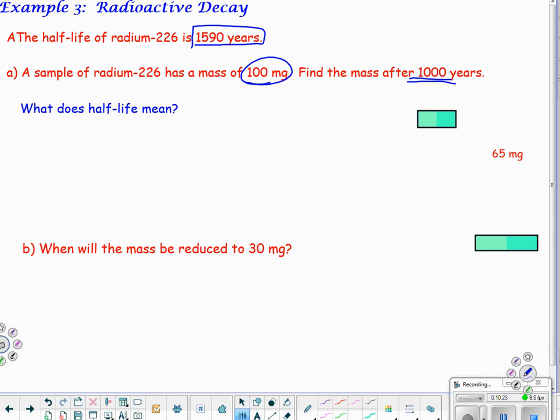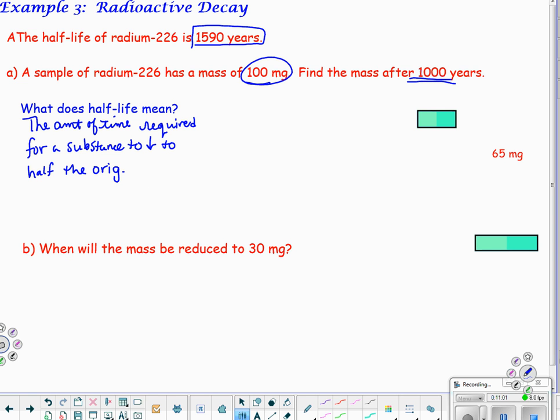So what does half-life mean? It gets you to the amount of time it takes to get to half the original amount. The amount of time required for a substance to decrease to half the original quantity. That's a Q there, quantity. That's what it means to have half-life.